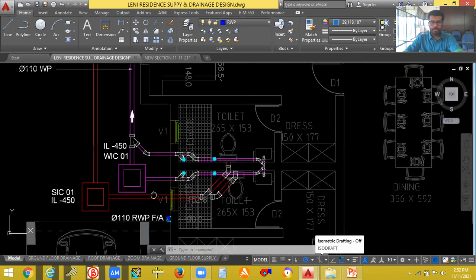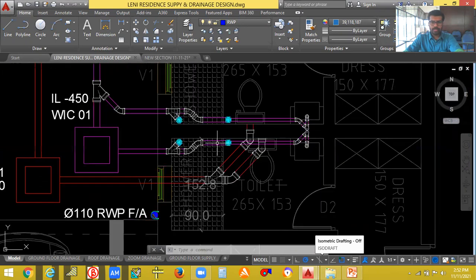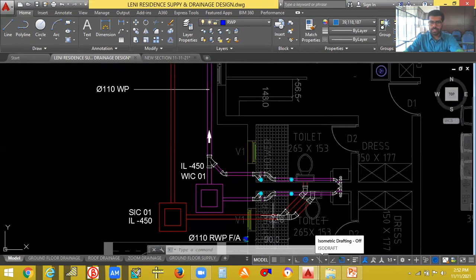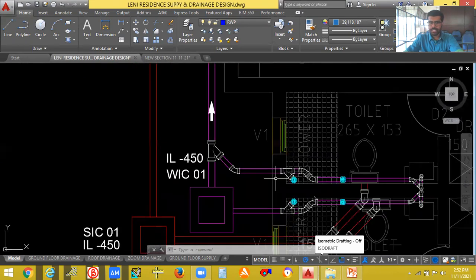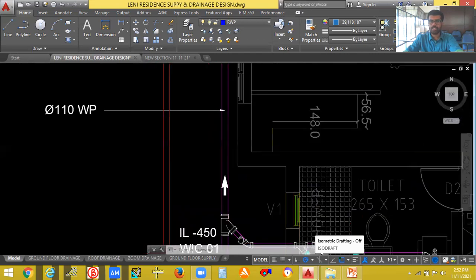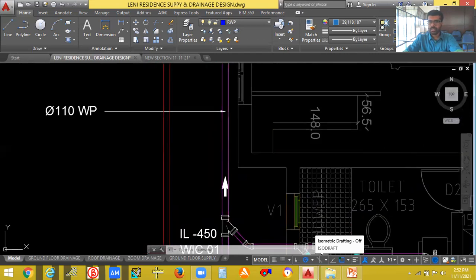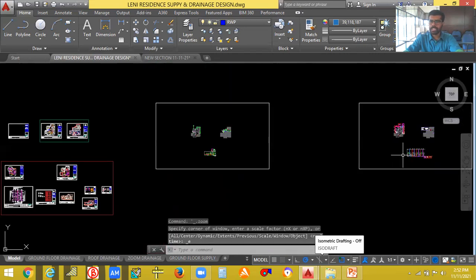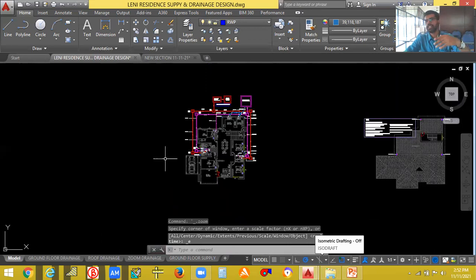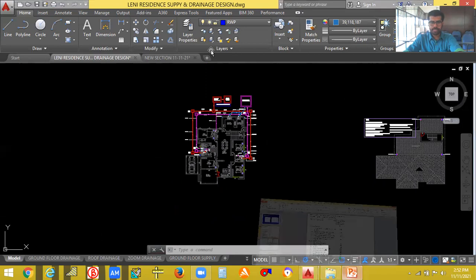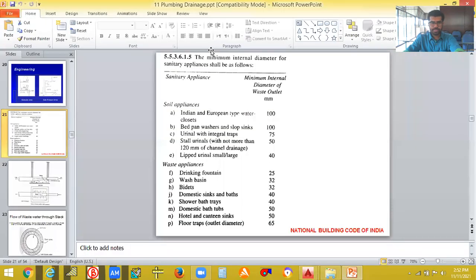So if you are connecting these, the fixture units of this plus this should be added, and then only this pipe will be there. In that case the pipe size will change. We have to add the fixture unit. Okay, so let's see right now. Let's solve another problem.